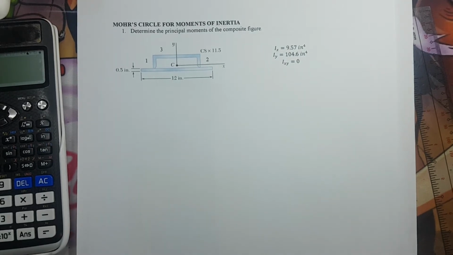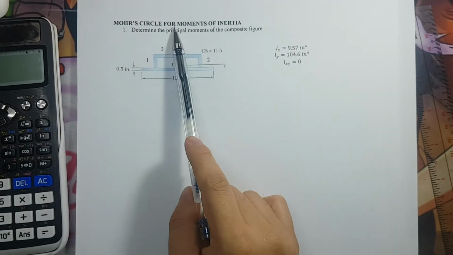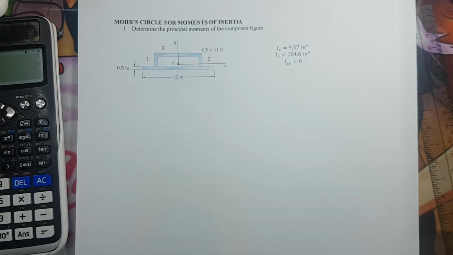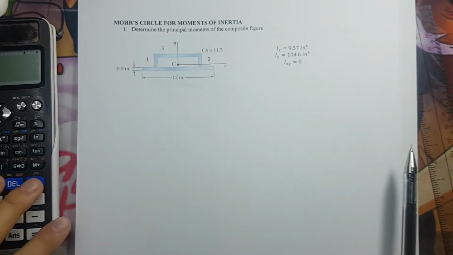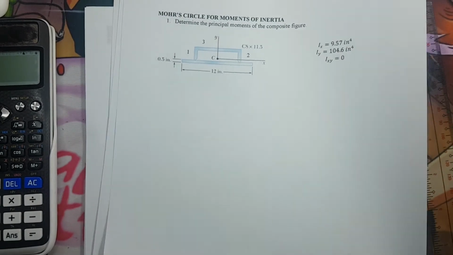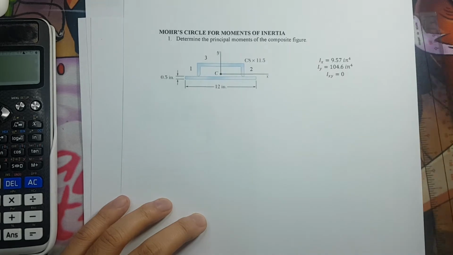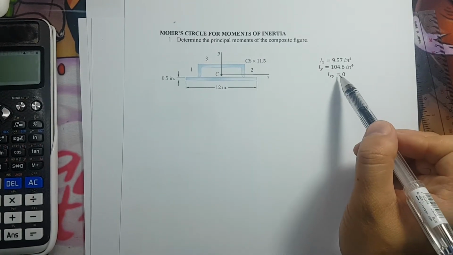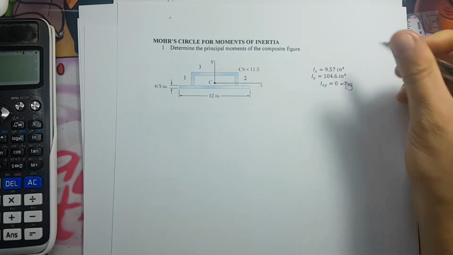Okay, so welcome back. For this video, we're going to discuss Mohr's circle for moments of inertia. If you check our previous examples, we already used this kind of composite figure. For this one, we're already given Ix and Iy, and Ixy is equivalent to 0. This is also equivalent to Pxy.